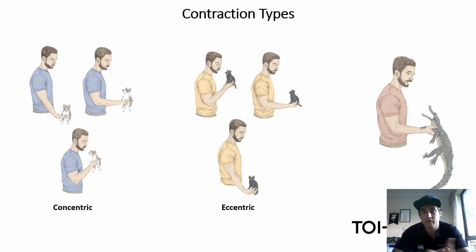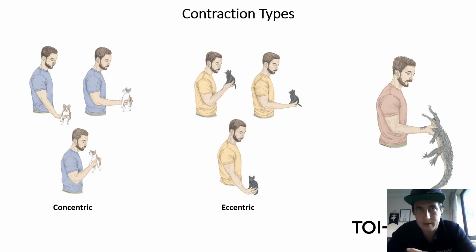You might have heard of these before. We've got a concentric contraction, which is when a muscle creates force, but the length of the muscle is shortening. An eccentric contraction is when a muscle is creating force, but it's lengthening. And an isometric contraction is when a muscle is creating force and the length doesn't change. So concentric, there's enough force to create shortening of the muscle. So that's when we produce a movement.